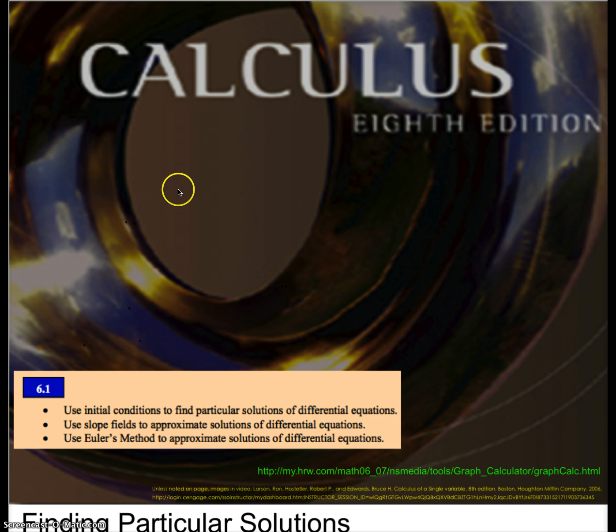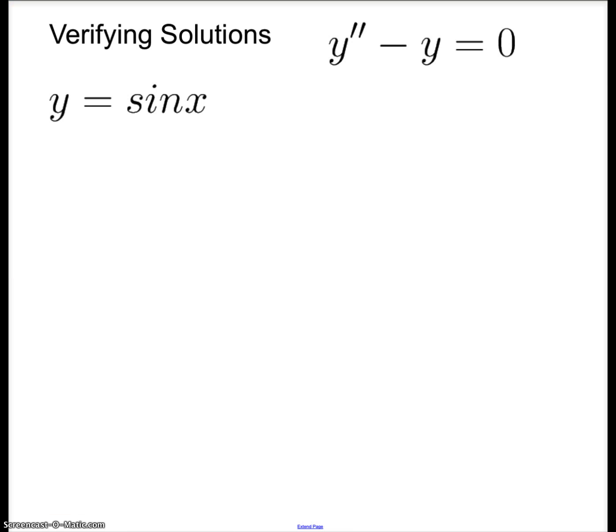Now we're going to see if we can find some particular solutions to differential equations. What I mean by that is, suppose I'm given a differential equation, the second derivative of y minus y equals 0. Does this particular formula satisfy this differential equation? Remember, a differential equation is any equation where we have y prime and x in equation format. Well, the first thing you have to do is find y prime, and this is derivative of sine is cosine, and y double prime is derivative of cosine is minus sine of x.